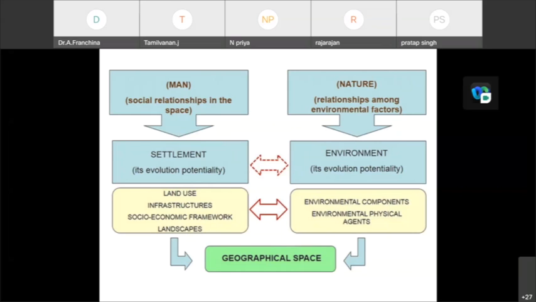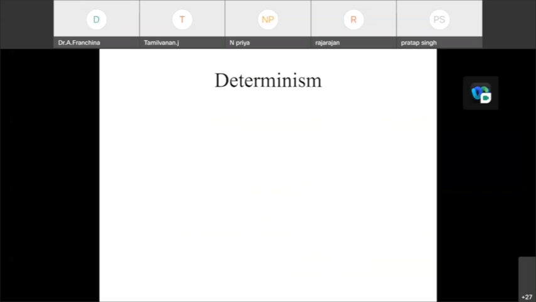So based on this man and human relationship or environmental relationship only, we are further classifying determinism, possibilism, and neo-determinism. Okay. So far, are you clear? Yes, ma'am. Shall I go ahead? It's clear. Yeah. And actually, it's very hard.